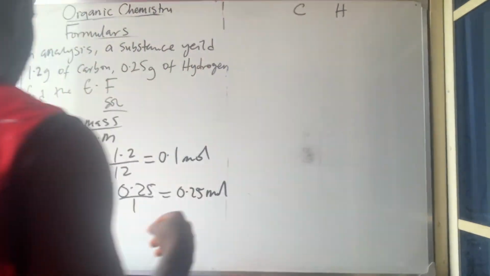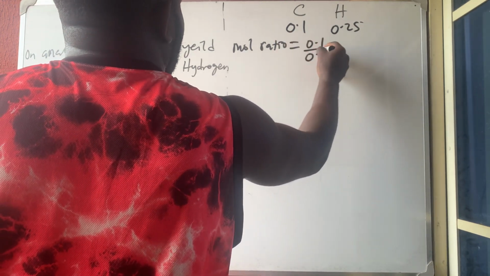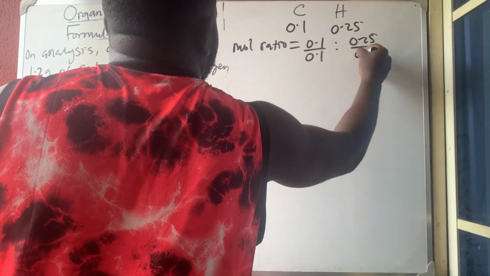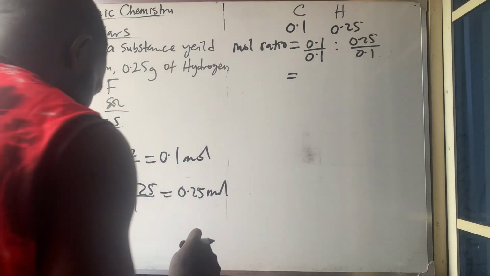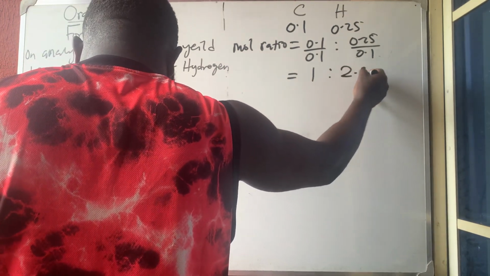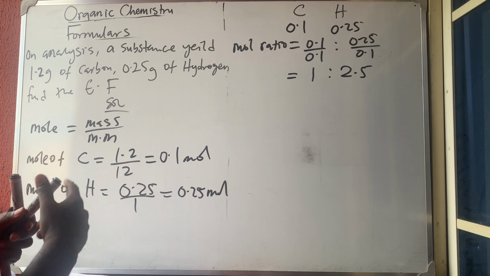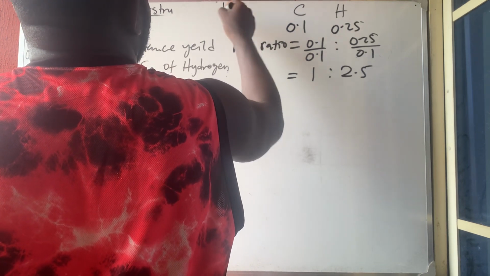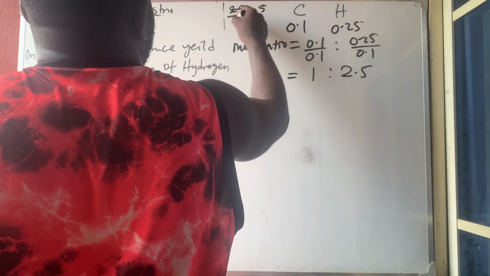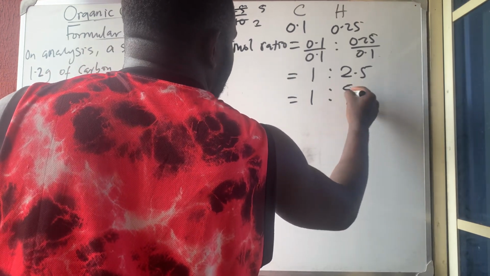So we have carbon and hydrogen. This one is 0.1, while the other one is 0.25. Their mole ratio is 0.1 divided by 0.1 to 0.25 divided by 0.1. So their mole ratio is 1 to 2.5. Now to clear the decimal, we multiply by the denominator, because 2.5 is simply 25 over 10, which is 5 over 2.